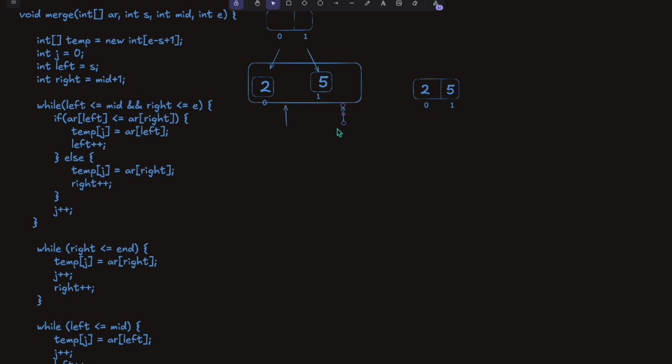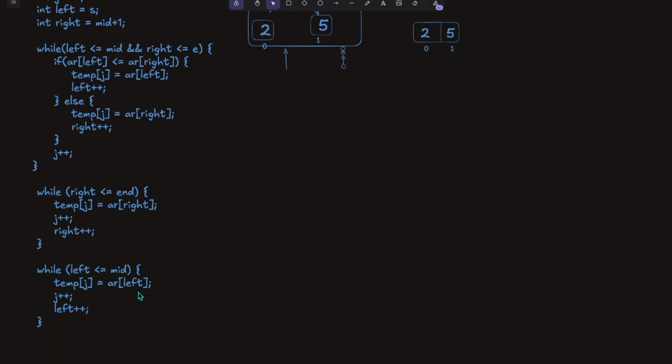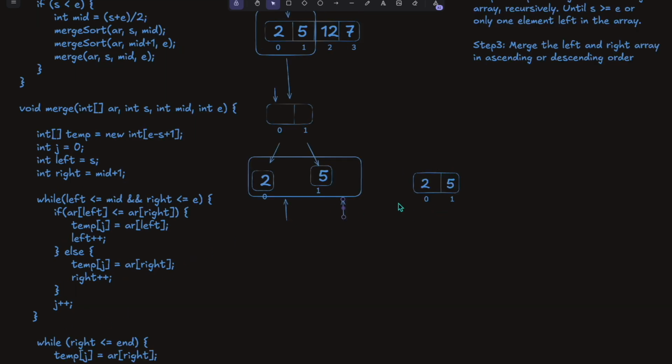When you increase the value of right, you can see right now has a value greater than end, so this loop will break. And left is already completed, so that will not execute. So now you can see you have this temporary variable as a sorted array. Now you need to place this in the actual array.